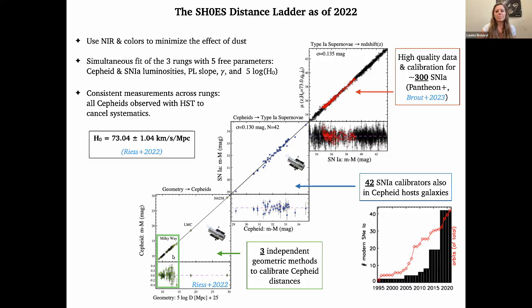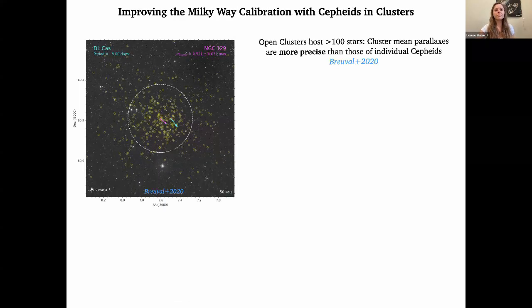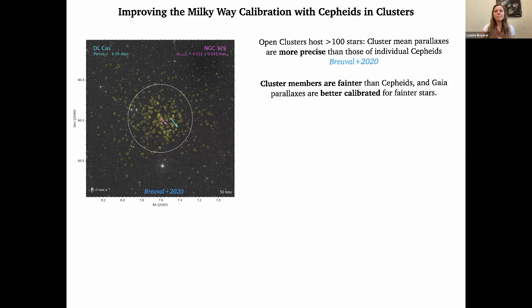These are Gaia parallaxes of individual Milky Way Cepheids, but we can do something even better than using individual Cepheids, which is we can use Cepheids in clusters. And I'm talking about open clusters in the Milky Way. So clusters, they host more than 100 stars, which means if you average the parallax of their members, you get a much better parallax for the Cepheid they host.